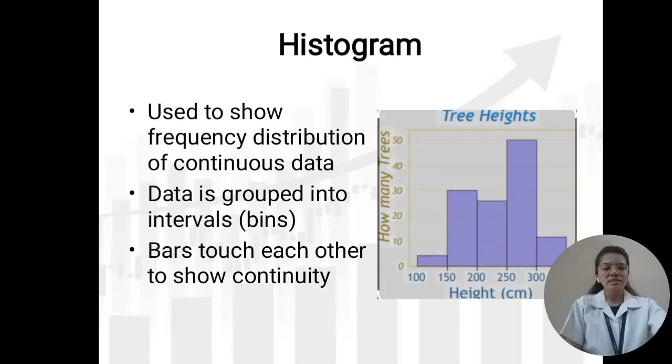It is used to show the frequency distribution of continuous data, and the data is grouped into intervals, that is, in the form of bins, as you can see in this graph. Bars touch each other to show the continuity. For example, here the graph shows how many trees of the same height there are. This data is in group form, so the gap between two bins would not be there. That shows the continuity of the graph.